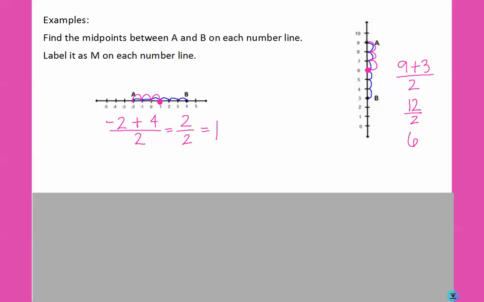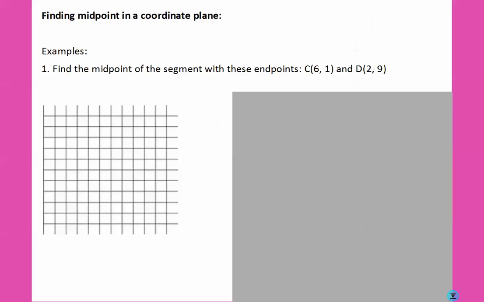Now, what if we're looking for the middle, but we're not given the points horizontally or vertically? What if the points are diagonal from each other? So finding the midpoint on a coordinate plane. Find the midpoint of the segment with the endpoints C, which is at (6, 1), and D, which is at (2, 9). Now, currently, your graph paper does not have the X and Y axes drawn in on it. And that's because the paper we give you in class won't have the axes drawn in on it.